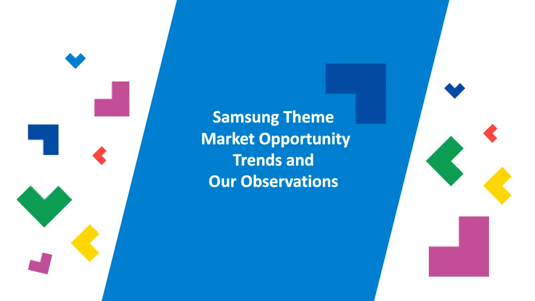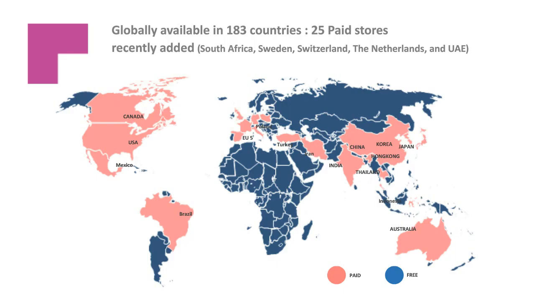Now, moving on to the slide. We'll be talking in more detail about various statistics about the Samsung theme store. Samsung theme store is currently available in 183 countries with 25 paid stores. We have recently added South Africa, Sweden, Switzerland, the Netherlands, and UAE as paid stores, and we are currently working with a lot of other countries to make them paid stores, and we'll be updating as soon as we convert a store to a paid theme store.